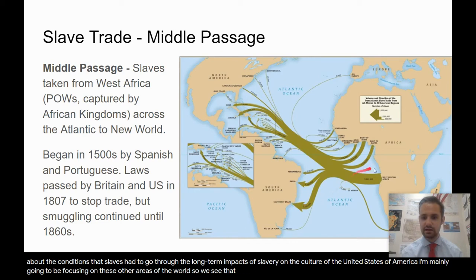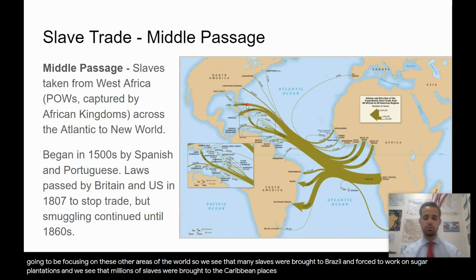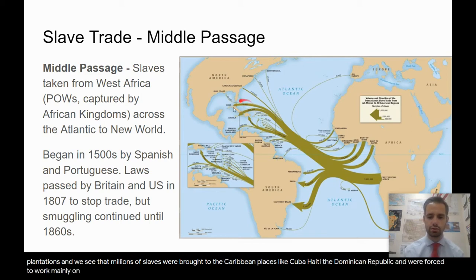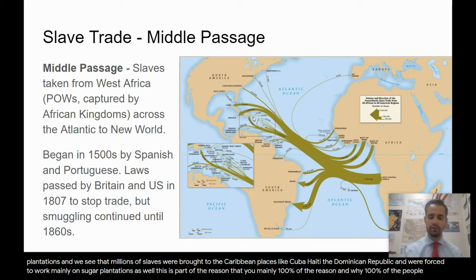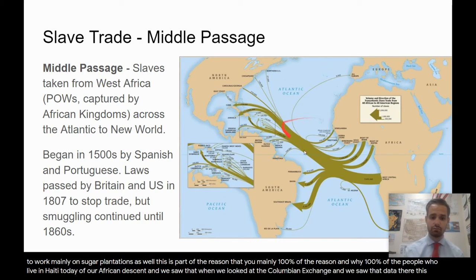So we see that many slaves were brought to Brazil and forced to work on sugar plantations. And we see that millions of slaves were brought to the Caribbean, places like Cuba, Haiti, the Dominican Republic, and were forced to work mainly on sugar plantations as well. This is part of the reason, actually mainly 100% of the reason, why 100% of the people who live in Haiti today are of African descent. And we saw that when we looked at the Columbian Exchange and we saw that data there. This is the reason why.